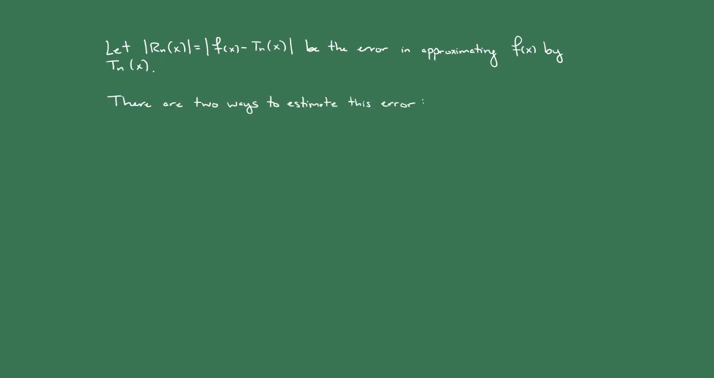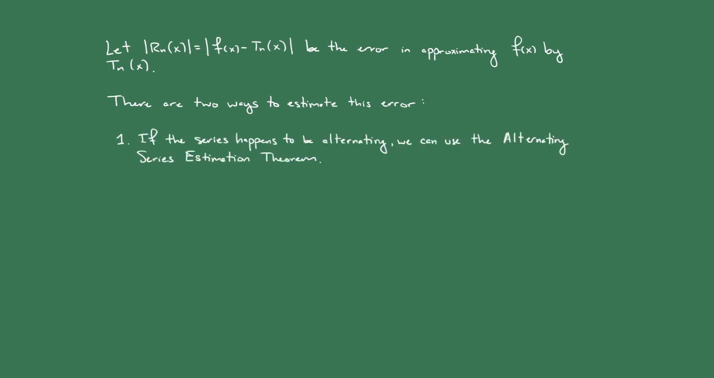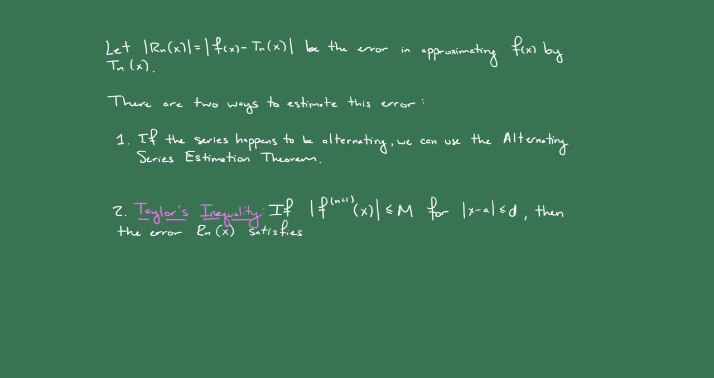The process that we will use to bound the error will be similar to the one we used for alternating series. First, let R_n of x be the error in approximating f of x by T_n of x. Then there are two ways that we could estimate this error. First, if the Taylor series happens to be alternating, we can use the alternating series estimation theorem from the previous lecture. If it's not alternating, however, then we can use something called Taylor's inequality, which says that if the absolute value of the n plus first derivative of f is bounded by some number M on an interval of radius d about the point a, then the error R_n of x satisfies the absolute value of R_n of x is less than or equal to M over (n plus 1) factorial times the absolute value of x minus a to the n plus 1, for all x in this interval.